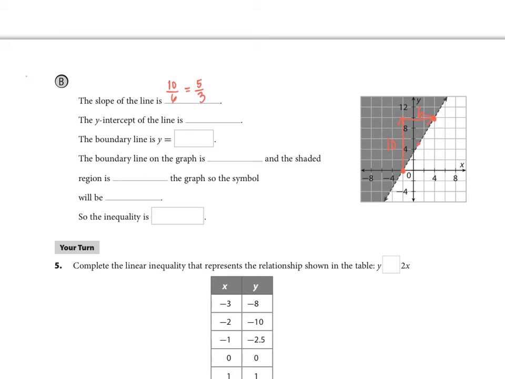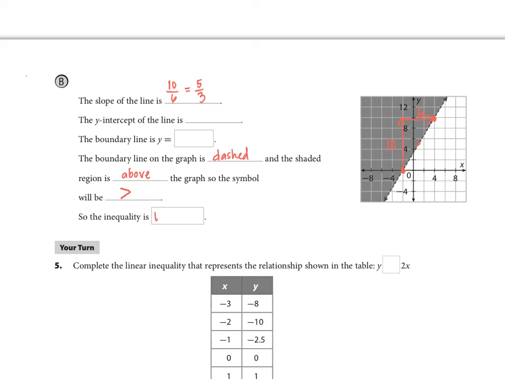I'm not going to do the y-intercept quite yet, or even the boundary line. But on the 4th line here, it says the boundary line on the graph is blank, and the shaded region is blank. The graph, so the symbol will be blank. So we can fill this out. The boundary line is dashed. The shaded region is above the graph. So those two things put together tell us the inequality symbol. So the inequality symbol is going to be greater than, because that's above and dashed.